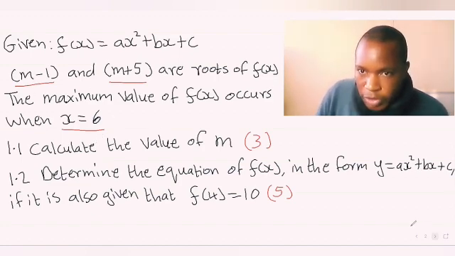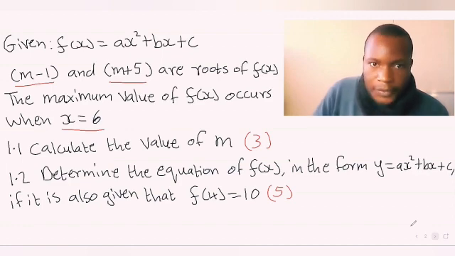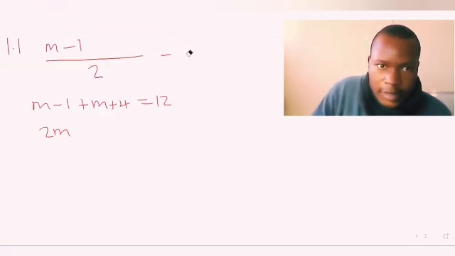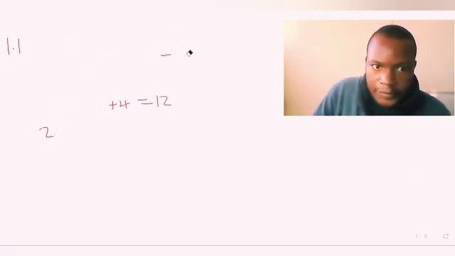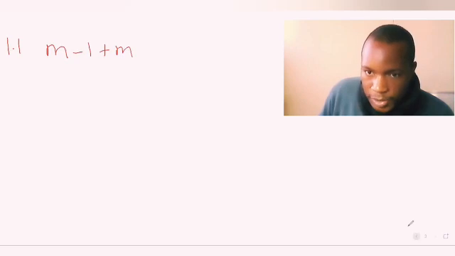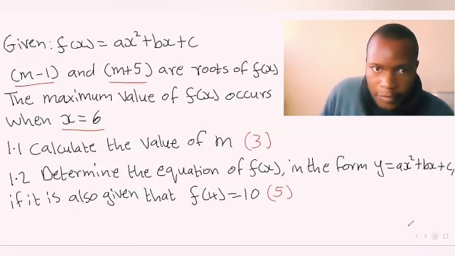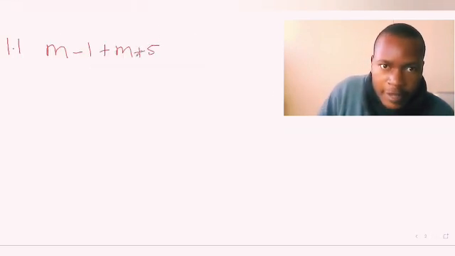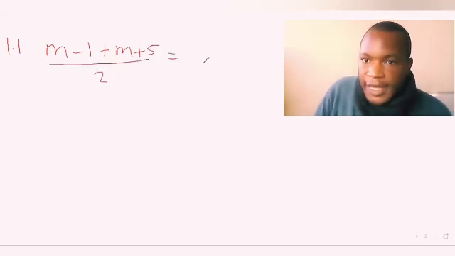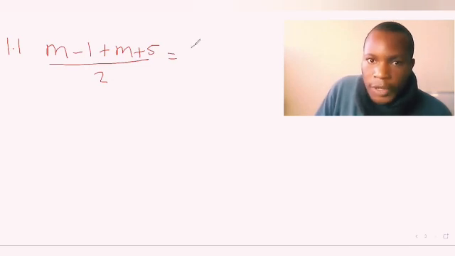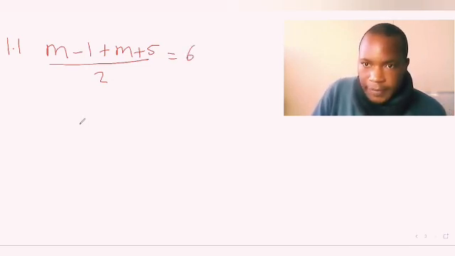I'm going to move on to the next page for this. So let me just erase this a bit. On the next page, we can say that m minus 1, which is the one root, plus m plus 5, the other root, divided by 2 should give us the axis of symmetry, which equals 6.